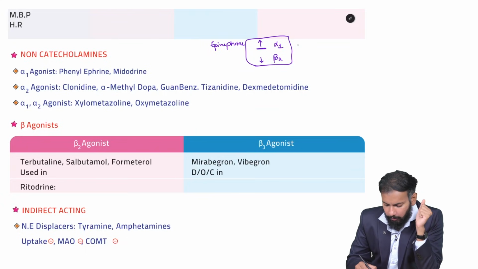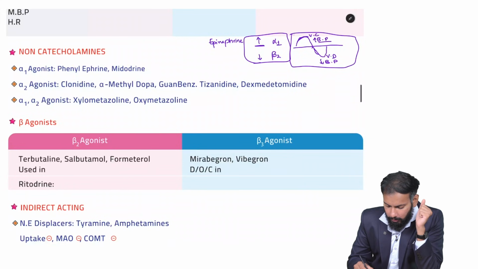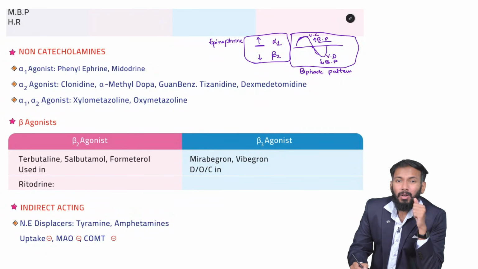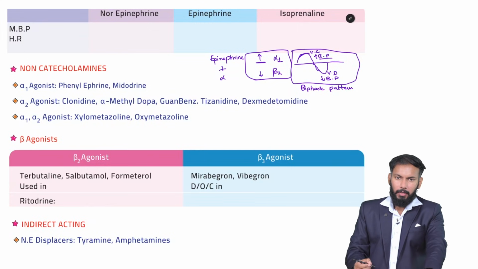So what will happen? When you first give it, it will act on alpha 1, it will cause vasoconstriction and it will increase the blood pressure. Okay. When the dose decreases, it will cause vasodilation and it will decrease the blood pressure. So this is what is happening normally. This is the phenomenon or biphasic pattern of BP that is given by Dale. Okay. Now what Dale is saying is, if you give epinephrine along with an alpha blocker, that means it will block the alpha receptor.